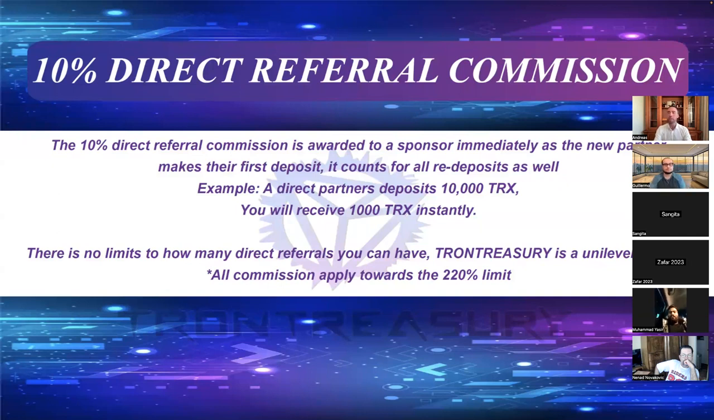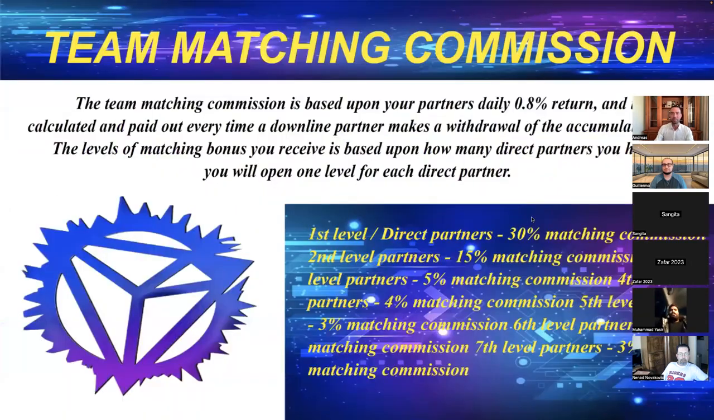Tron Treasury is uni-level, meaning that you have your position and you are building one line underneath you. Everyone that you introduce will come on your first line. Now, if they start to introduce more people through their own links, they will be building their first line, which will automatically become your second line. All right. And as said, all commissions apply towards the 220% limit.